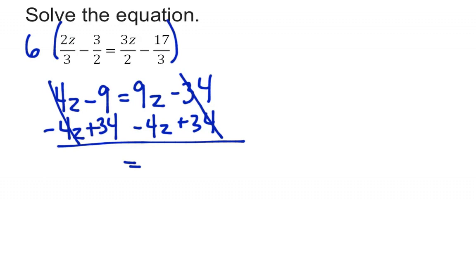So now the left side has my constant, which is 25, and my variable term on the right is 5z. This only requires one more step, and it reduces to 5 equals z, which I'm going to express as z equals 5.